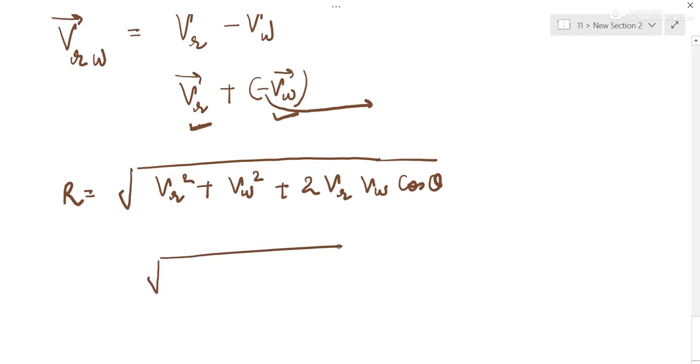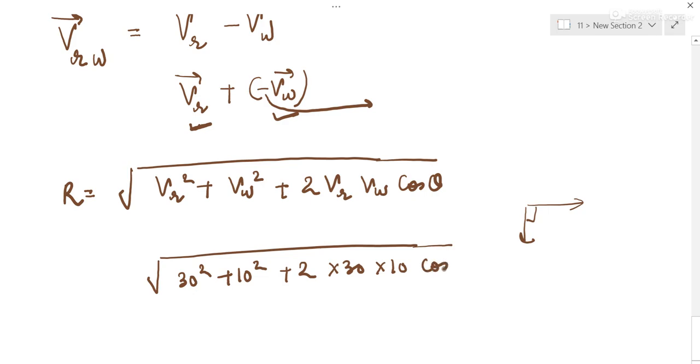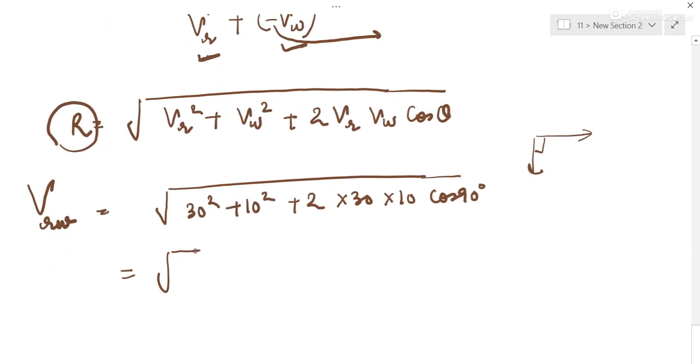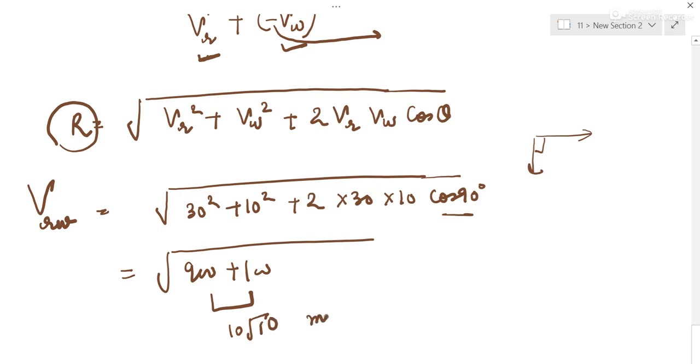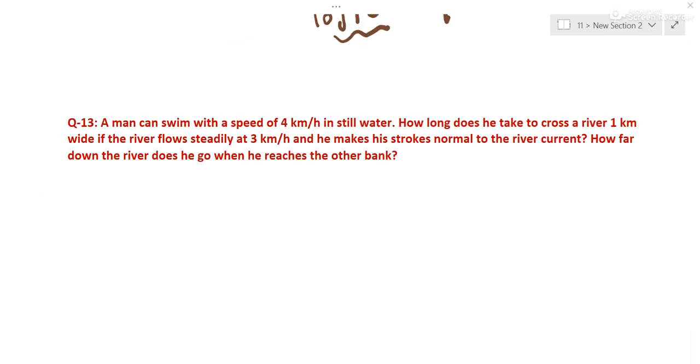So it is 30 square plus 10 square plus 2 into 30 into 10 into cos of the angle, which is already 90. So cos 90 is 0. Okay, so this is your resultant velocity, that is the relative velocity of rain with respect to the woman. Now you can sort it out. This is 900, this is 100, and cos 90 is 0, so this is 0, total 1000. So you can find it is 10 root 10 meters per second. This is the relative velocity of rain with respect to the woman.